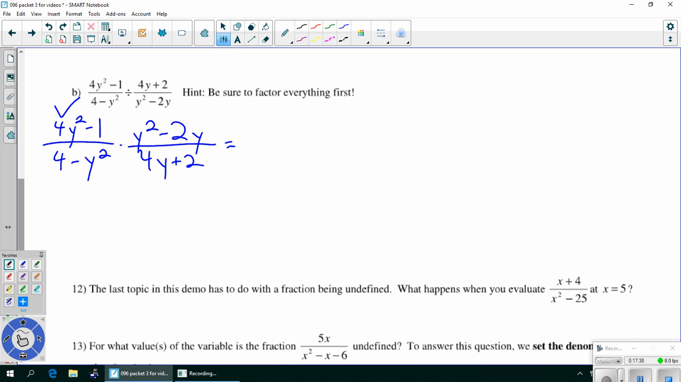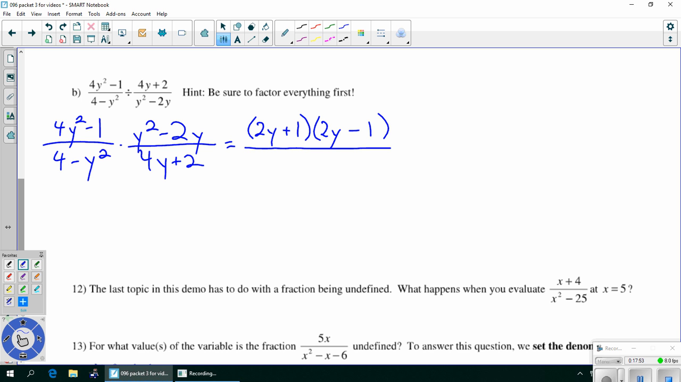Is it a difference of 2 squares? Yes, it is actually. So let's use our difference of 2 squares formula. 4y squared came from 2y and 2y. 1 came from 1 and 1, plus and minus in either order, and that one's done.